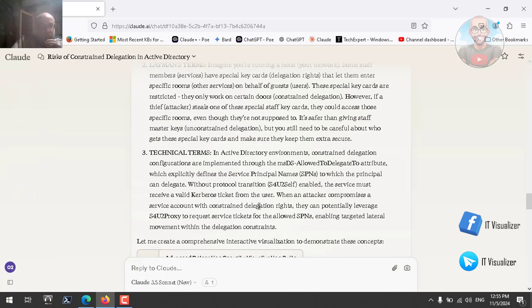When an attacker compromises a service account with constrained delegation rights, they can potentially leverage S4U2proxy, which is a service talking to another service on behalf of the user. So these are two terms. The first is the user talking to the service directly, and the other is the user talking to the service through another service. So this is S4U2proxy and S4U2self. Anyway, you can potentially leverage S4U2proxy to request service tickets for the allowed SPN. So if you hacked the web server service, you can take a service ticket to access the database attached to this web server on behalf of other users, enabling targeted lateral movement within the delegation constraints.